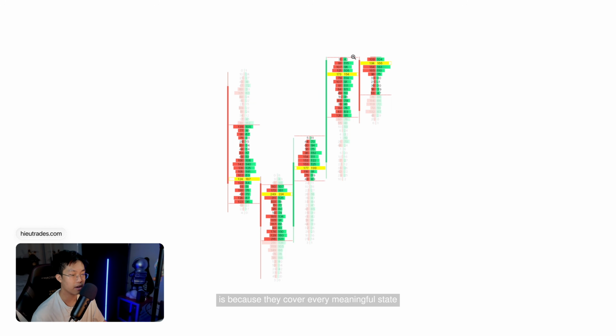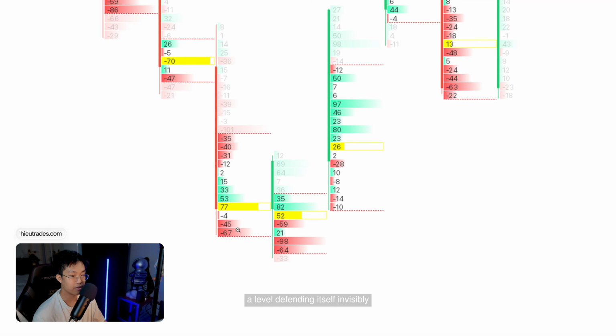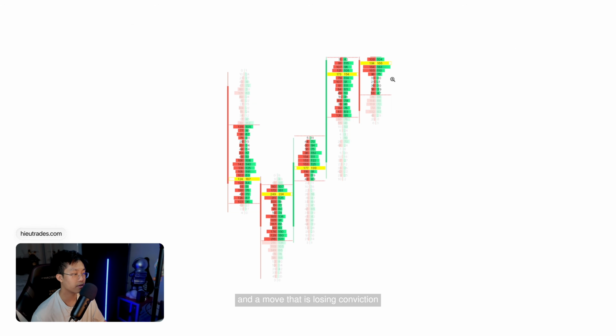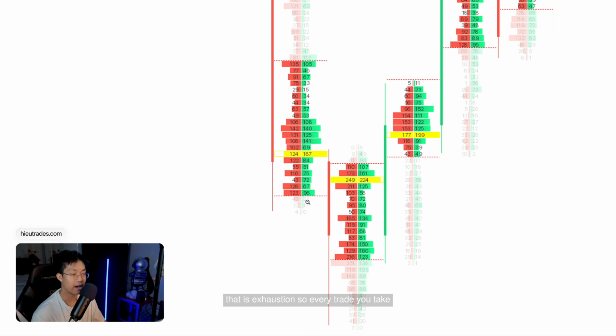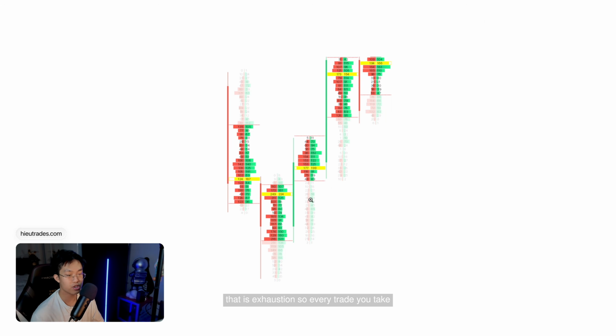The reason these three concepts matter is because they cover every meaningful state the market can be in. A level defending itself invisibly, that is absorption. And a move that is losing conviction, that is exhaustion. So every trade you take, one of these three things is happening. Your job is to identify which one.